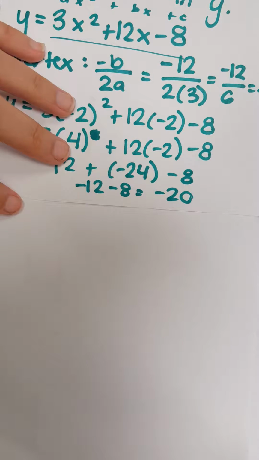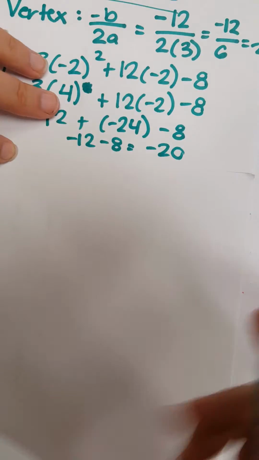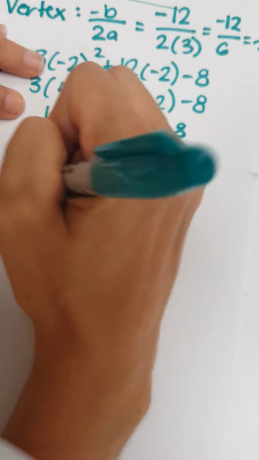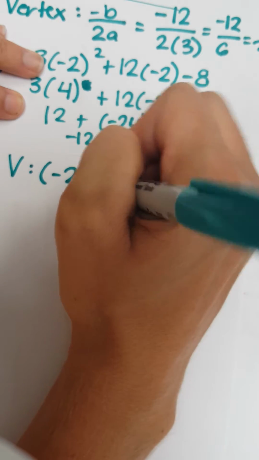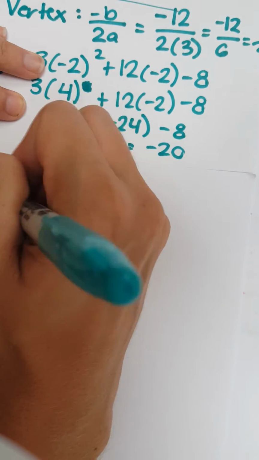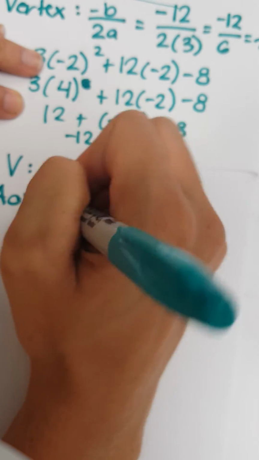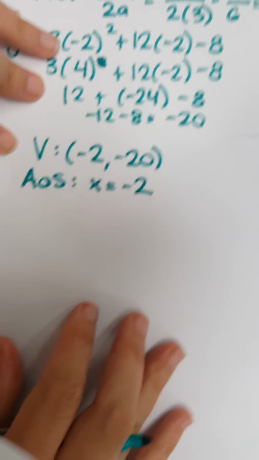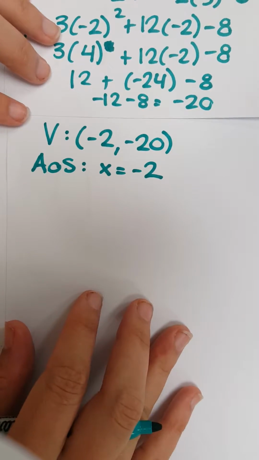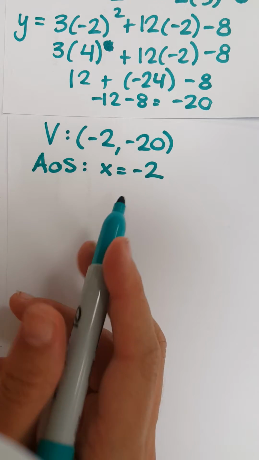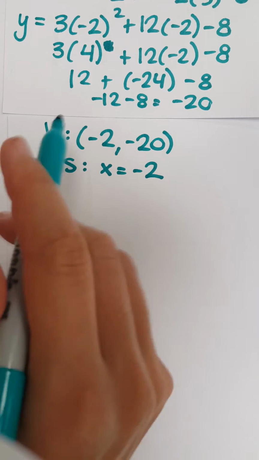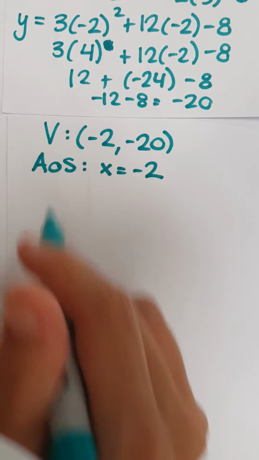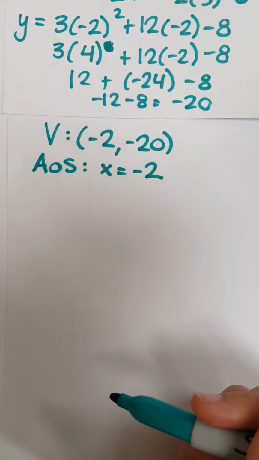Okay, so now that we have the vertex, our vertex is negative 2, negative 20. So that means the axis of symmetry is x equals negative 2. Okay, that's our axis of symmetry. That means that it's going to go around our parabola. Is it opening up or down? Up. Our parabola is going to go around the line x equals negative 2.